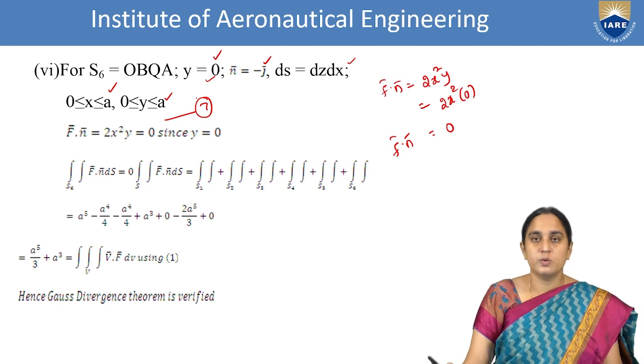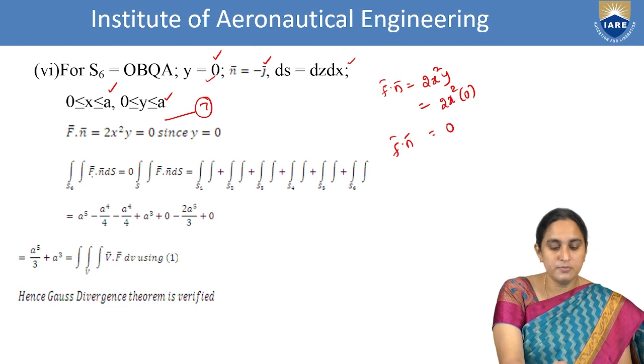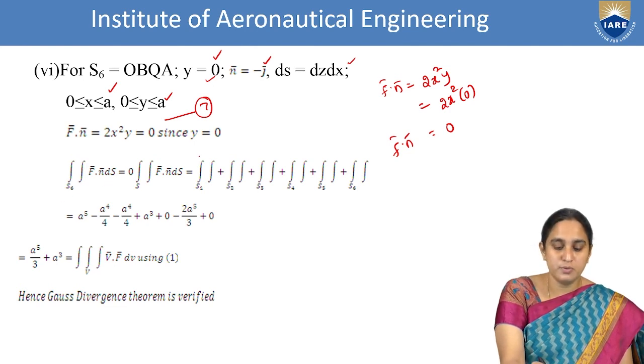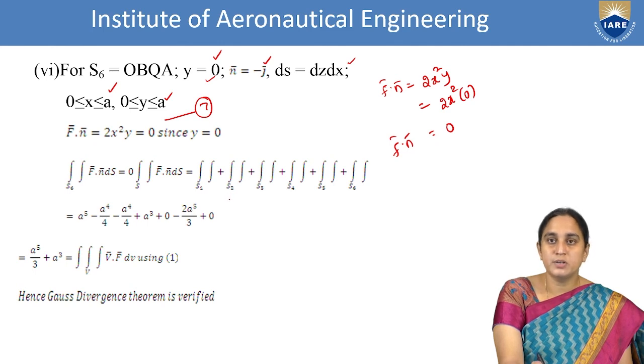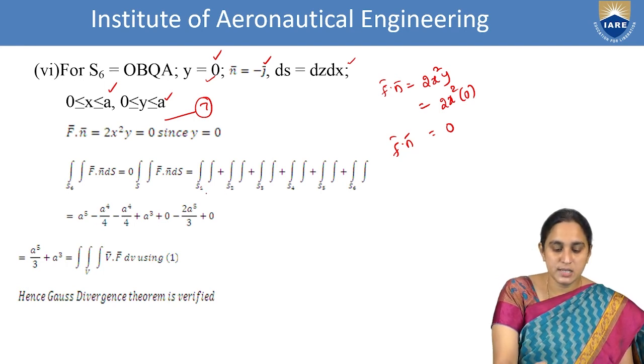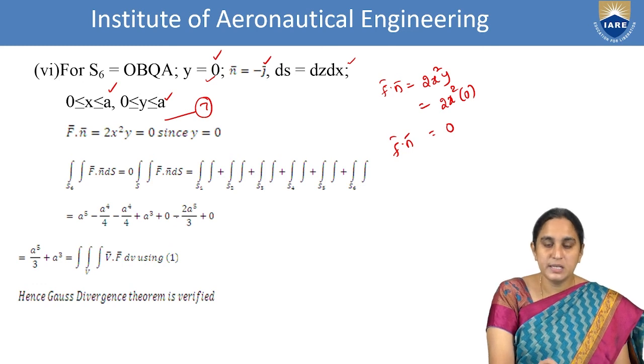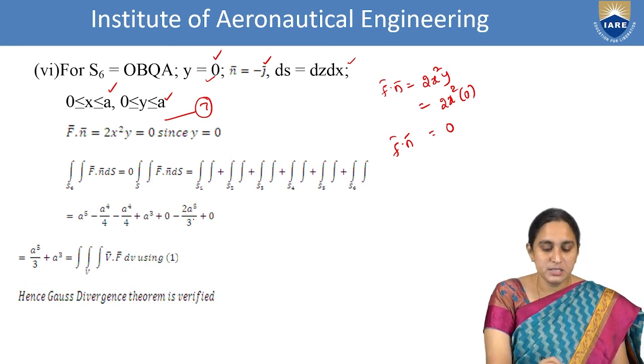Now add these 6 faces' values, that is, double integral of f bar dot n bar ds is equal to double integral of s1 plus double integral of s2 plus double integral of s3, s4, s5 and s6. What about the first face? That is a power 5 minus a power 4 by 4. And the second face minus a power 4 by 4, plus third face value a cube, plus fourth face 0, and the fifth face minus 2a power 5 by 3, minus 2a power 5 by 3, plus 0.